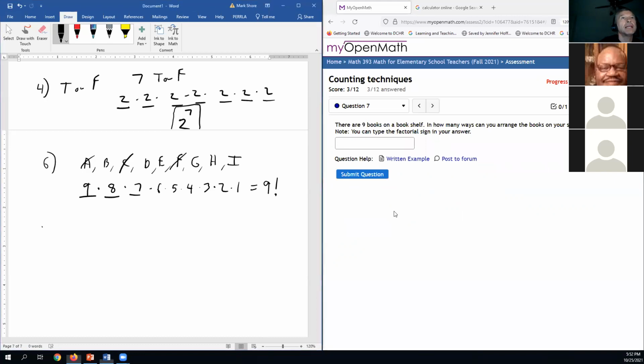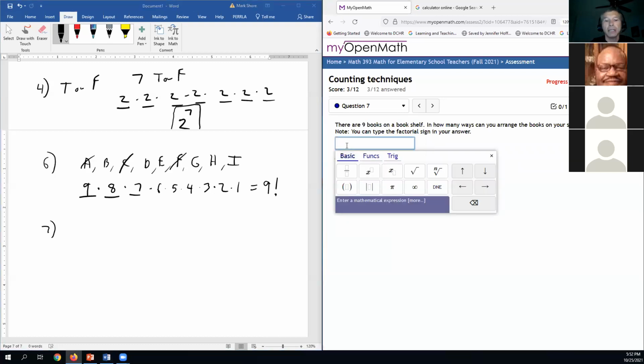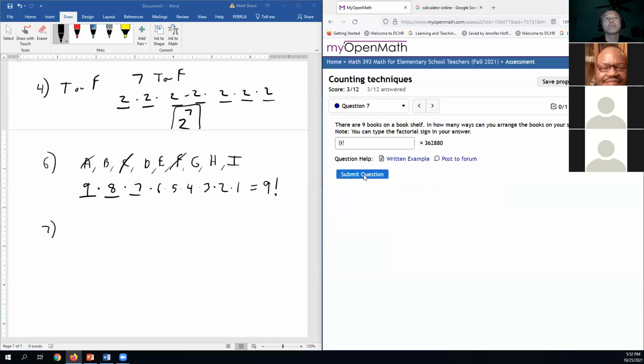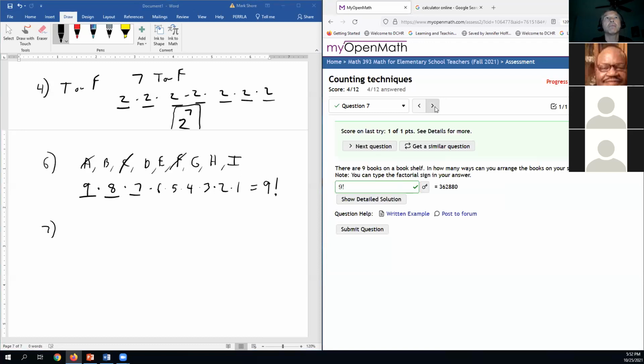This is the same thing here. This says there are 9 books on a shelf, and how many ways can you arrange the books on your shelf? Pick any one of the 9 books, then any one of the 8 books. It's the exact same number. So it's going to be 9 factorial. I was just lucky I got the same numbers, but you can see it's the exact same type of problem.